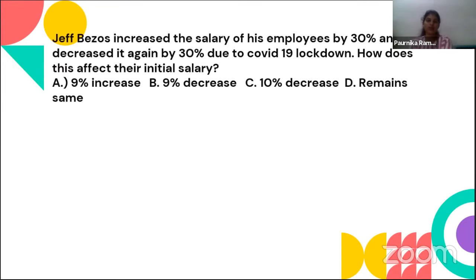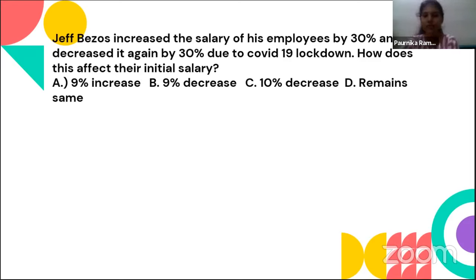All right, this is a very easy question where students tend to break their heads most of the time. Jeff Bezos increased the salary of his employees by 30% and decreased it again by 30% due to the COVID-19 lockdown. It just happens. A lot of layoffs are going on in this time period. So the increase is 30% and the decrease is also 30%. How will this affect their salary?